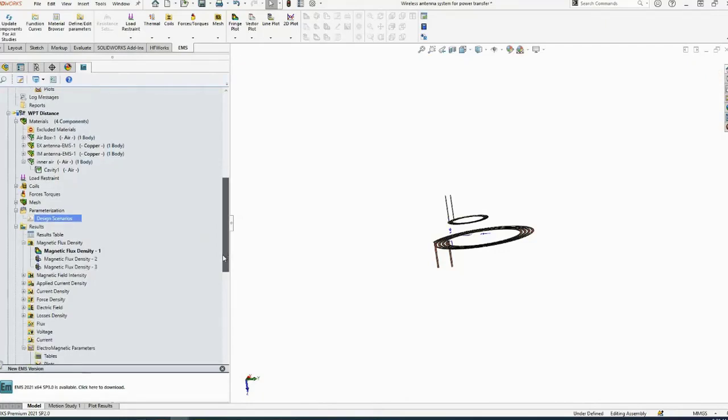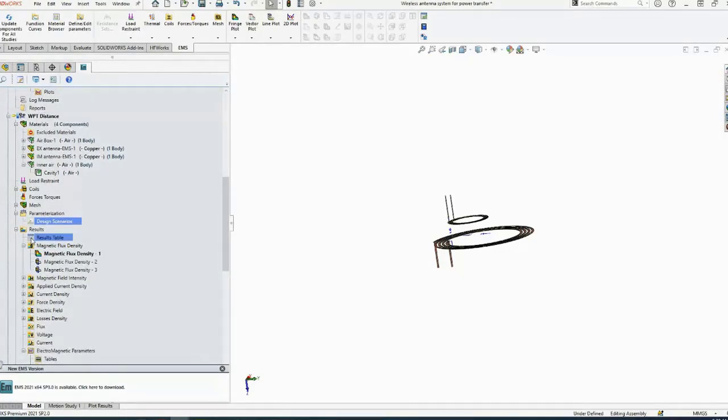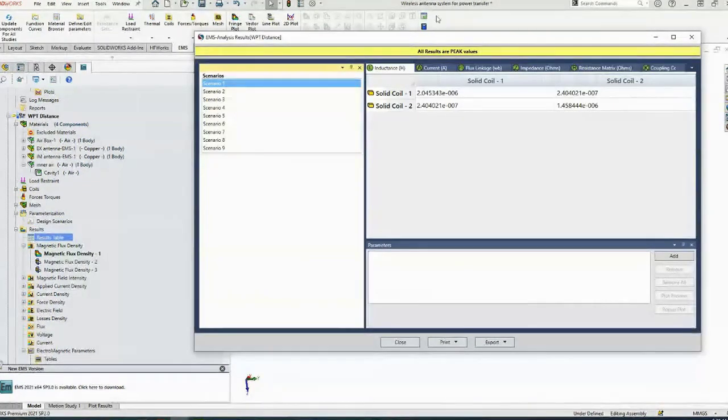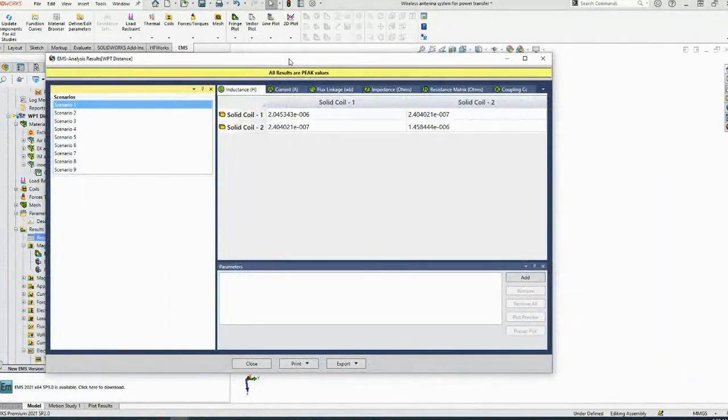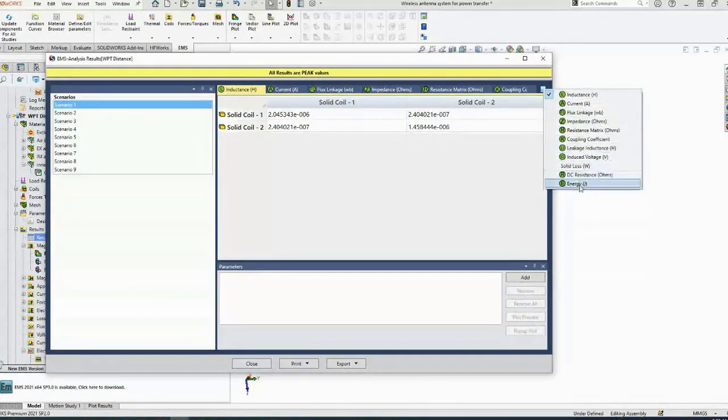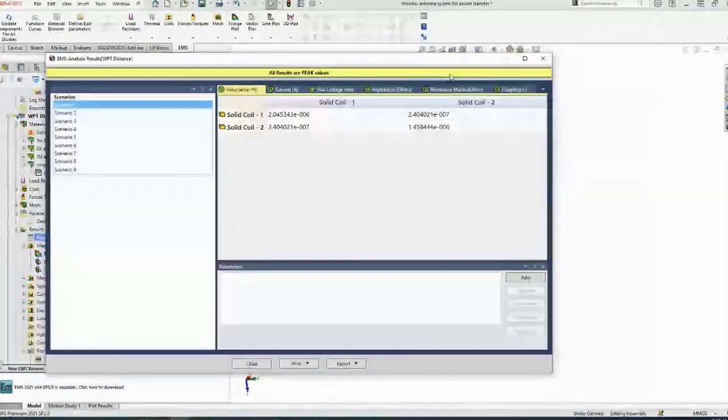All right, so the first set of results, which is the most important, is what we call the results table. These are lumped electrical and mechanical properties, which we don't care too much about the mechanical part in this particular study. For each scenario, we have inductance, current, flux linkage, impedance, resistance, coupling coefficients, all of these for your study. In this particular case, what we care most about is really the mutual inductance as well as the coupling coefficient.